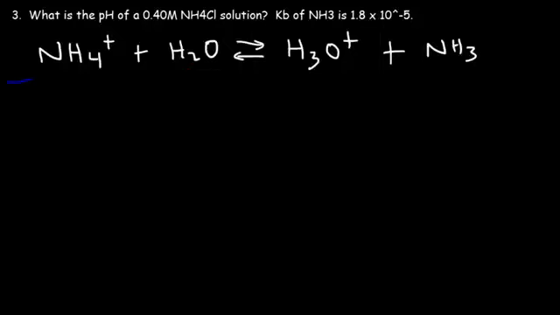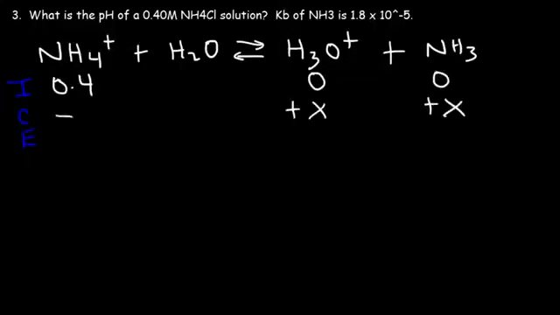Now let's make an ICE table. So initially, this is going to be 0.4, and as usual, this is 0, 0. The reaction is going to shift to the right, increase in the products by X, decrease in the reactants by X as well.